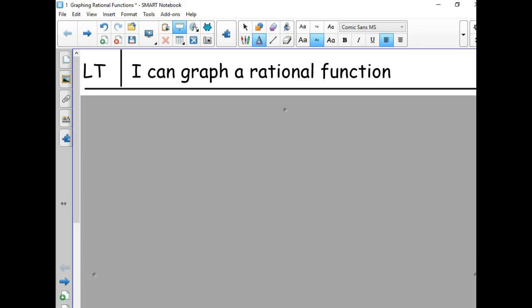All right, your learning target today is I can graph a rational function. So get that done. We're moving into one of my favorite sections to teach in Algebra 2.